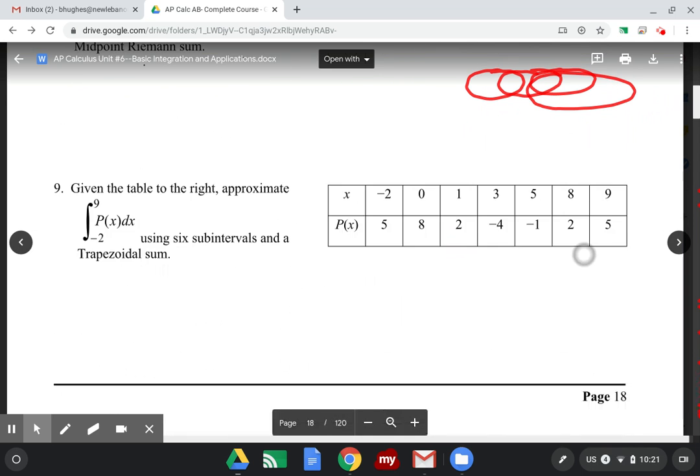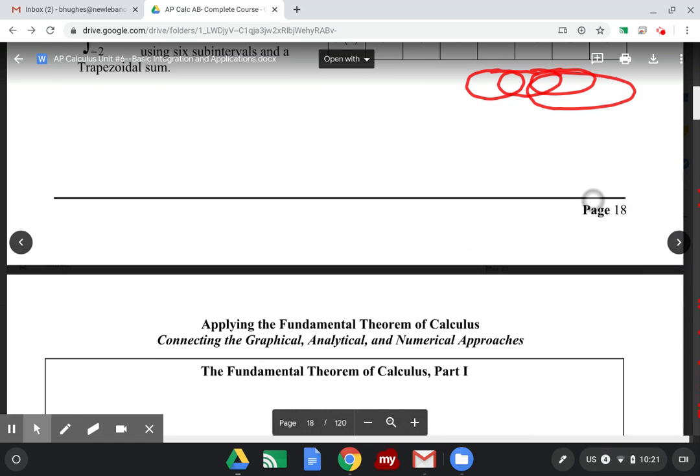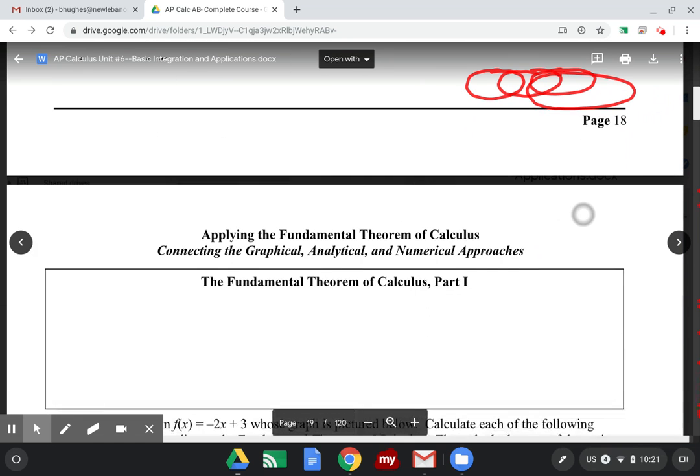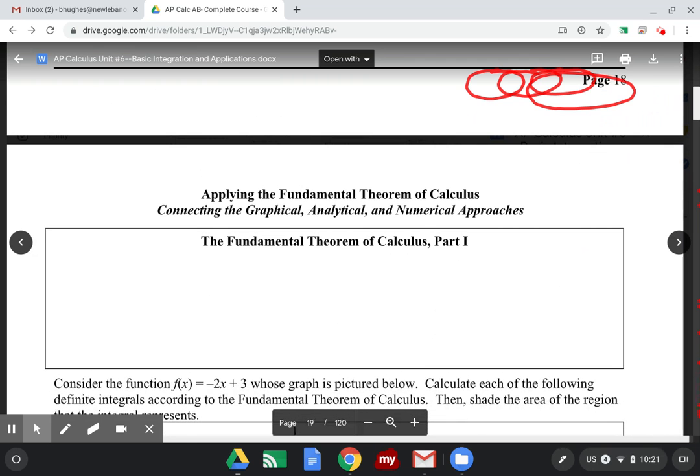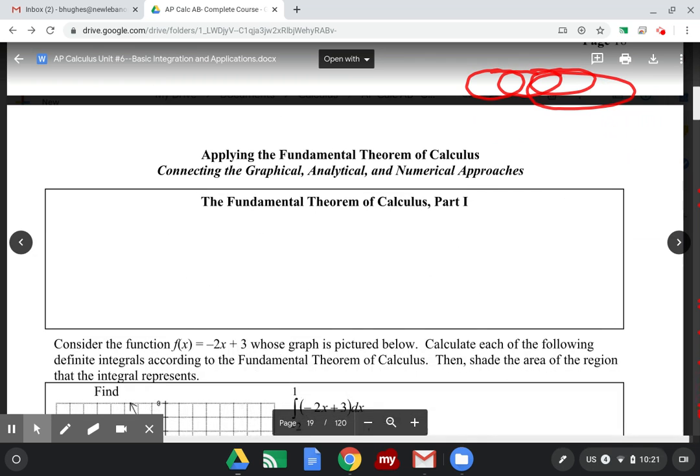So on Tuesday of next week, we are going to be looking at this section right here, applying the fundamental theorem of calculus. And basically what this section is talking about is finding the exact area underneath the curve. So that's it. Just copy down the notes, start working on the homework, and please get that to me as well.